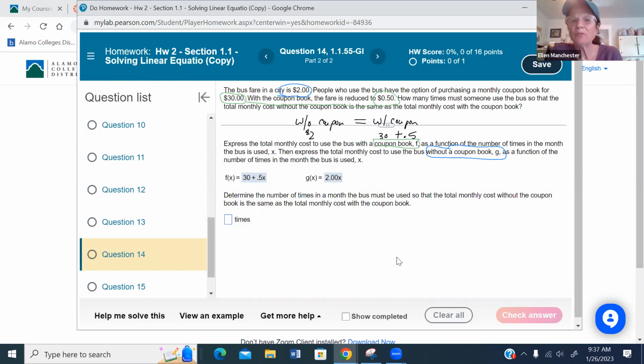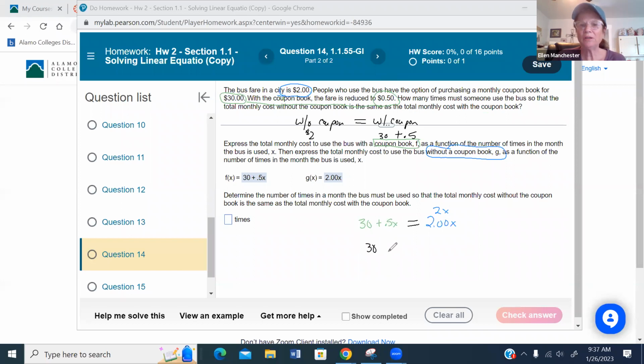Determine the number of times in a month the bus must be used so that the total monthly cost without the coupon book is the same as the total monthly cost with the coupon book. So that is where we are setting them equal to each other. So we have 30 plus 0.5x is going to equal $2 per x. And I can write this as 2x if you want, just to get rid of the zeros.